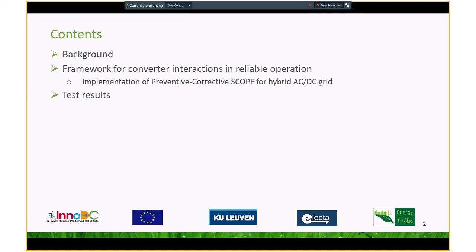First, we start with a short background on this topic. In the next section, the framework for converter interactions in reliable operation is discussed. Here, an implementation of a preventive corrective security constraint optimal power flow model for hybrid AC-DC system is shown. Finally, some test results will be presented.